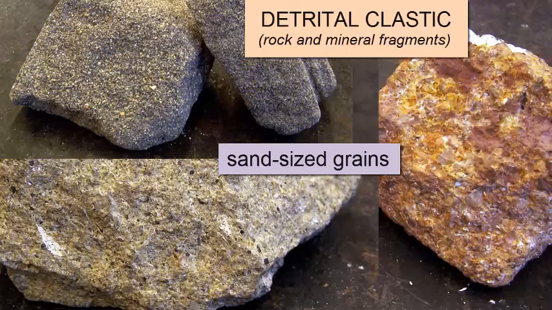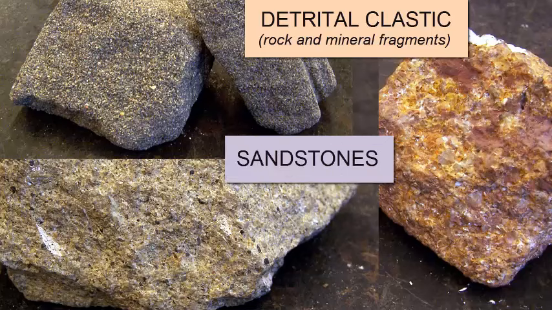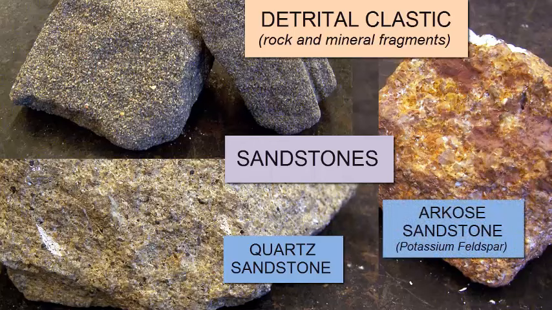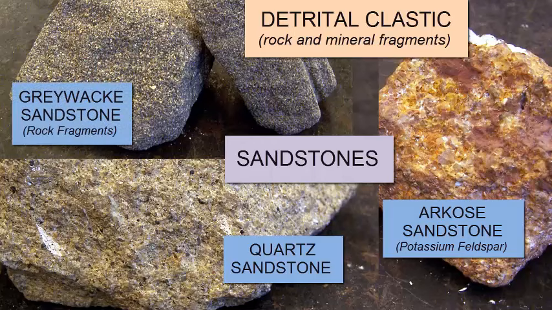Rocks of sand-sized rock and mineral fragments, regardless of clast shape, are called sandstones. There are three types of sandstone here, which are distinguished from one another by the primary composition of their clasts. A quartz sandstone has primarily quartz clasts, an arkose sandstone, potassium feldspar clasts, and a graywacke sandstone is made primarily of clasts that are fragments of rocks as opposed to minerals.